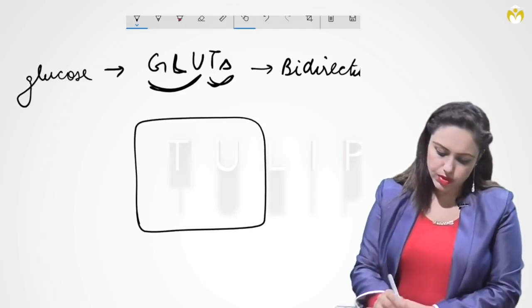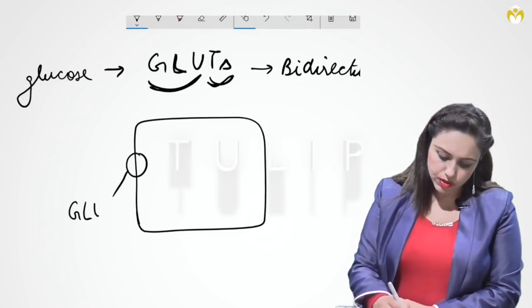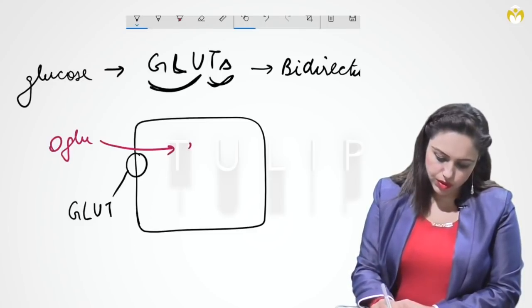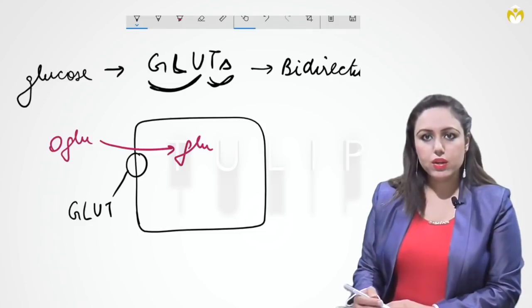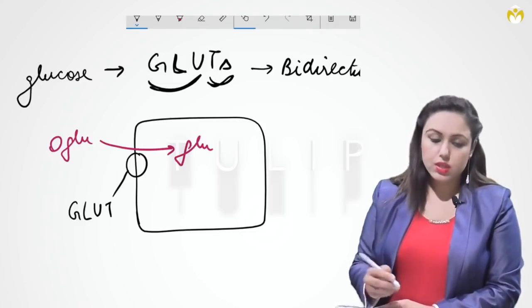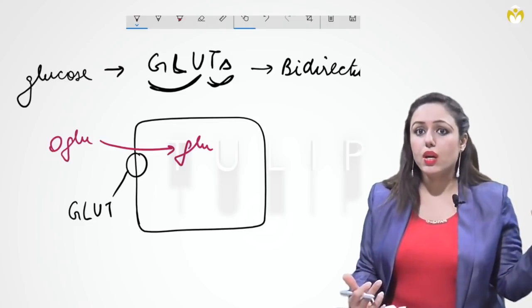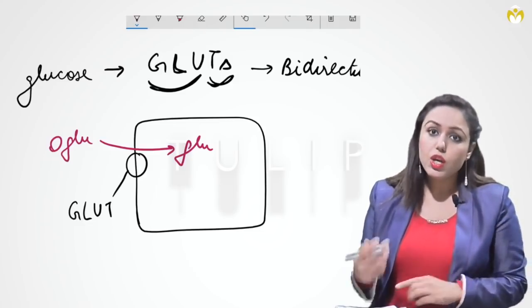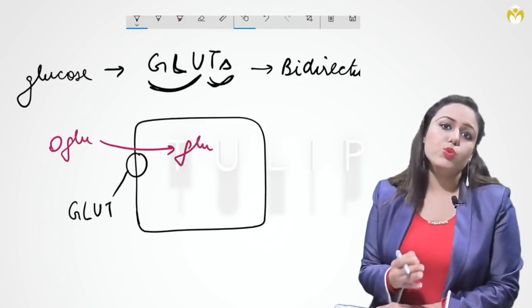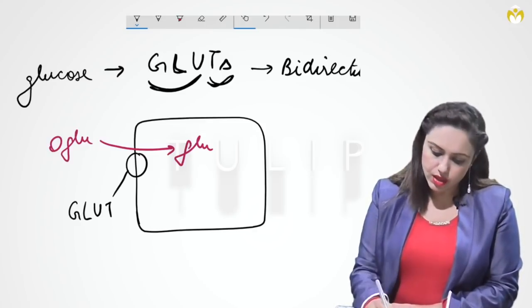So for example, this is a cell, this is GLUT, this is glucose here. So glucose is entering the cell via GLUT, right? But the cell has to retain glucose. The cell cannot allow that glucose goes out of the cell again via GLUT. So this cell will do something here, and what is that?